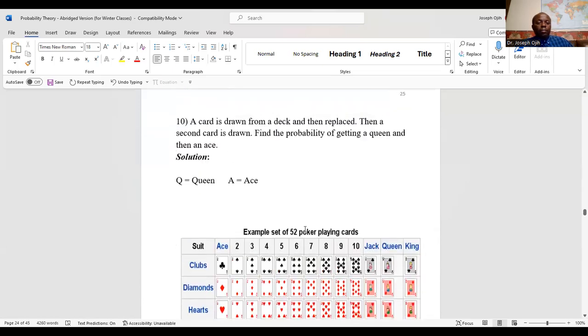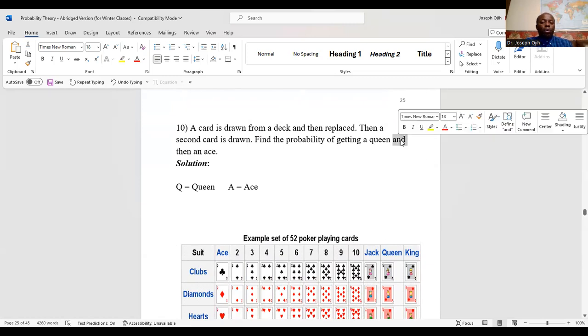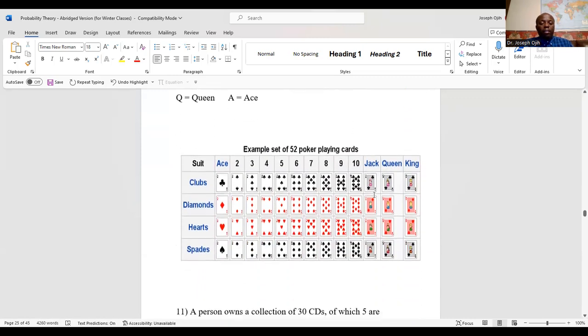Next one is this one. It says a card is drawn from an ordinary deck and then replaced. A second card is drawn. Find the probability of getting a queen and an ace. In this case, the keyword is "and," and "and" is a multiplication rule. So this is the card right here.